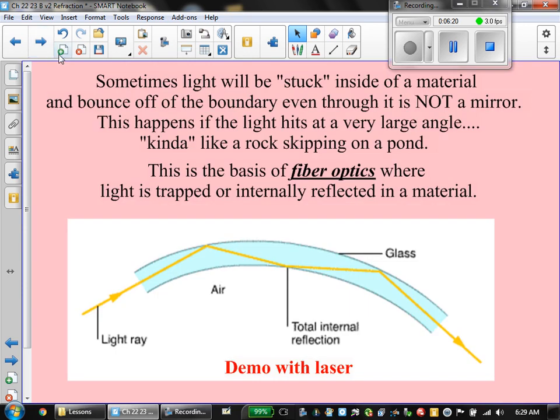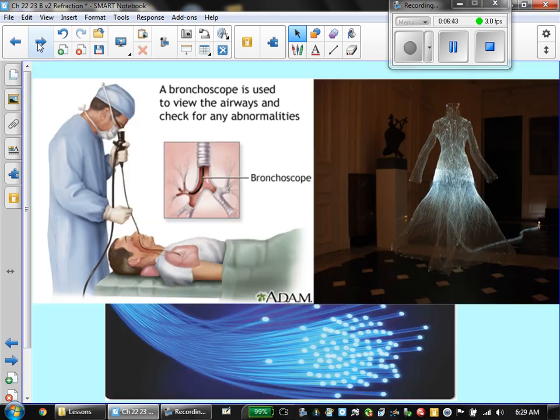This is a demo I do, and this is a little bit clearer to see. We shoot again a laser beam within this material. This glass must have an index of refraction that does not allow the light to pass through. Instead, the light is actually trapped inside, and every time it tries to get out, it's internally reflected. This is the basis again behind fiber optics. Fiber optics, of course, is used for endoscopes. Here we're looking down somebody's lungs, so this is kind of a handy thing.